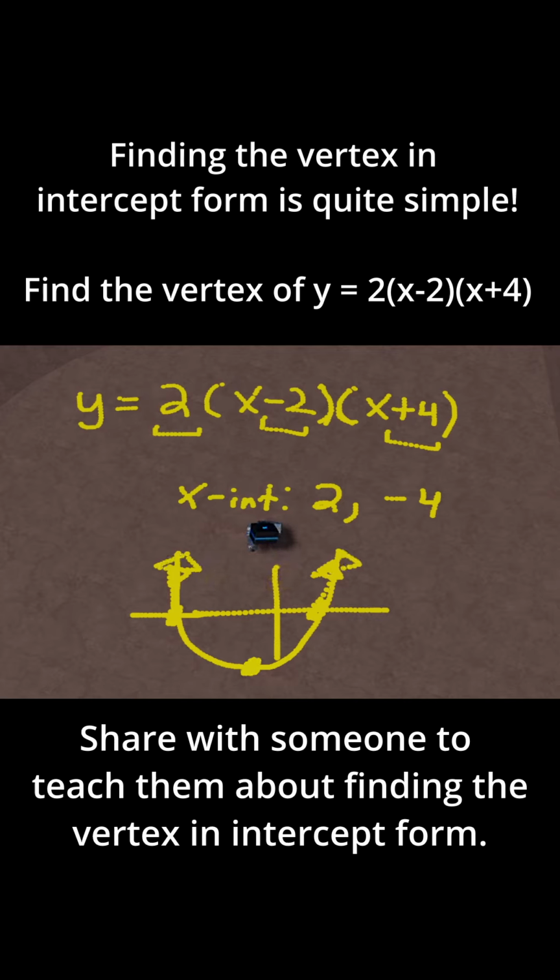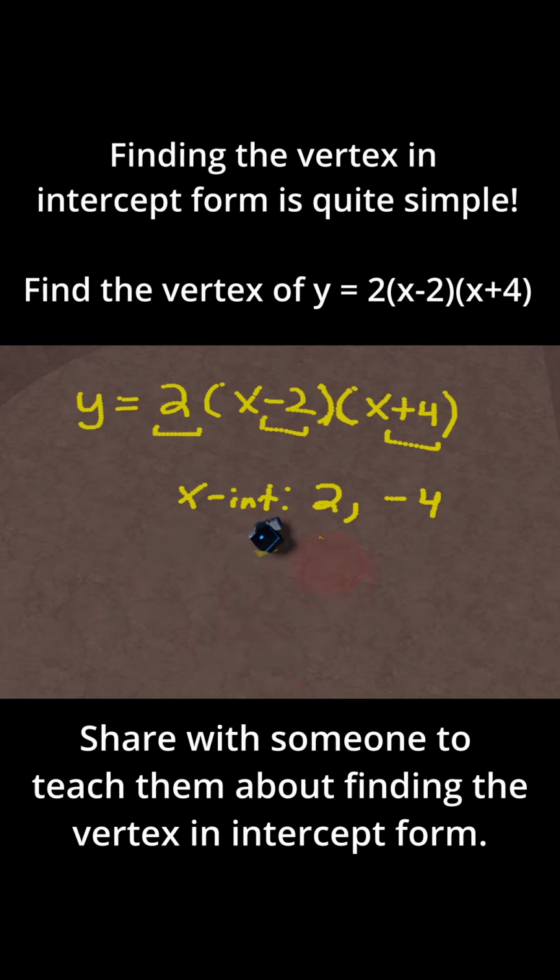What do you know about the vertex in relation to the x-intercepts? Notice that the x-coordinate of that vertex is halfway between those x-intercepts. So I draw this here. This is just the axis of symmetry, or the x-coordinate of the vertex. It's halfway between those intercepts. So to find the x-coordinate of this vertex, we just need to find the number that is between 2 and minus 4.